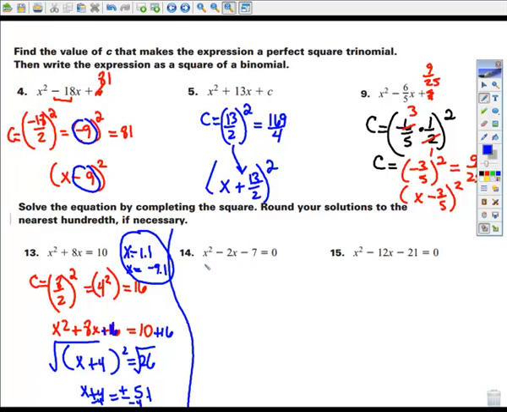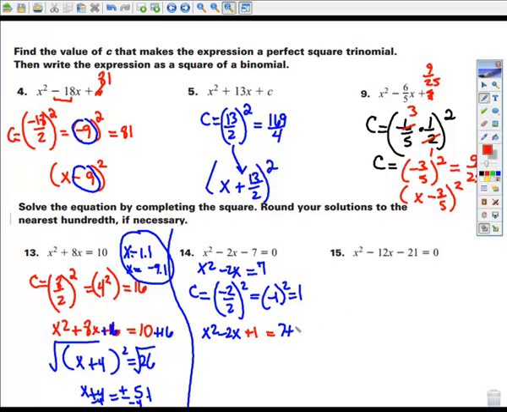Alright, this one I have to add 7 to both sides first. And now I'll find my c value. It's b over 2 squared, which in this case is negative 1 squared, which is 1. So it's x squared minus 2x plus 1 equals 7 plus 1. As the square of a binomial, this is x minus 1 squared equals 8.